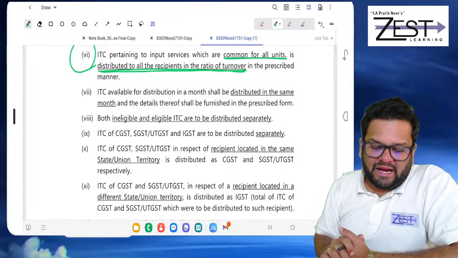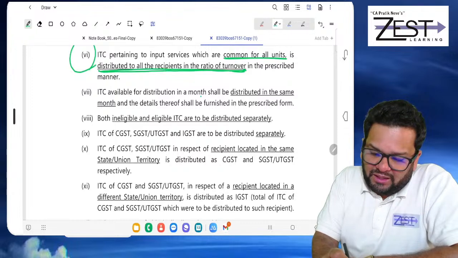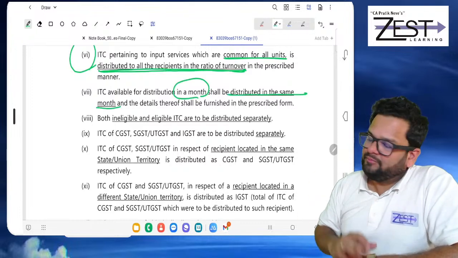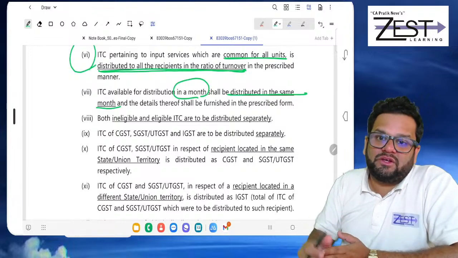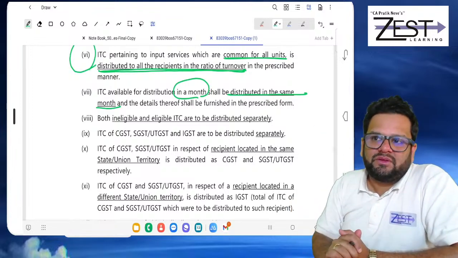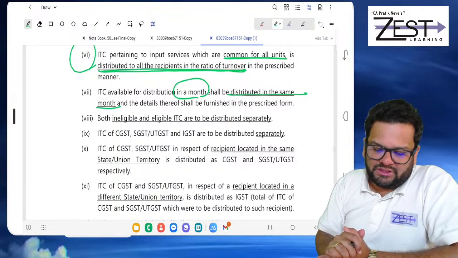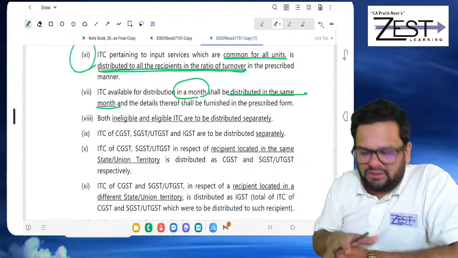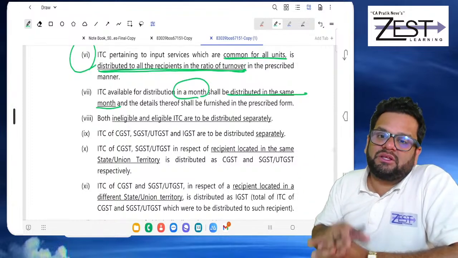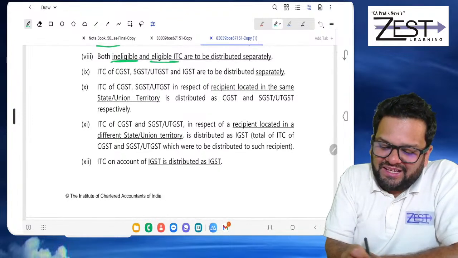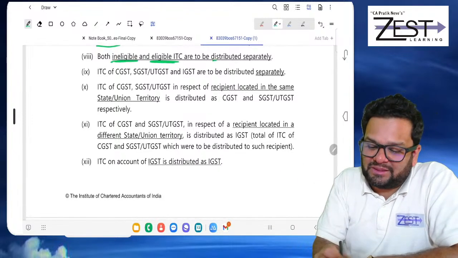Then ITC available for distribution in a month, mind you, shall be distributed in the same month. So ITC for May will be distributed in May itself. You cannot distribute it in June. Did you understand? So for a particular month, ITC should be distributed in that month itself. Both ineligible and eligible ITC are to be distributed separately.